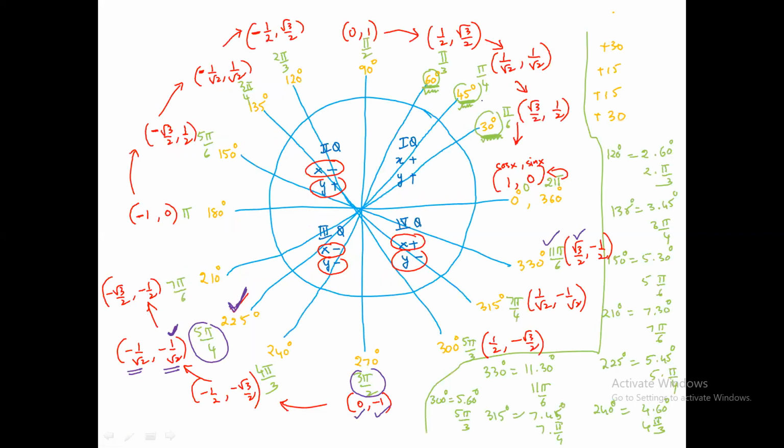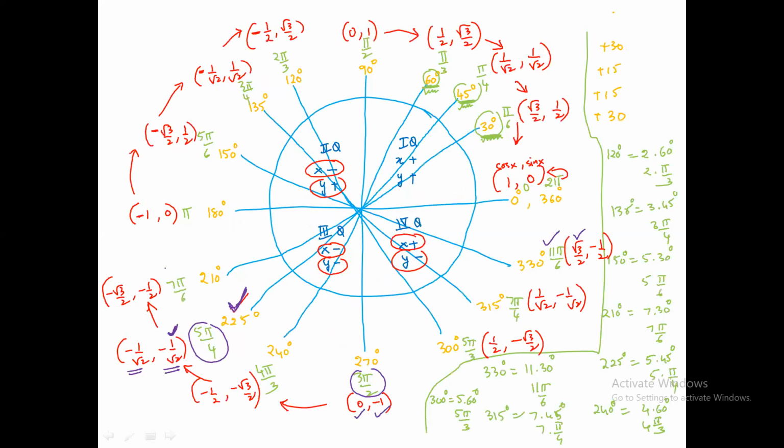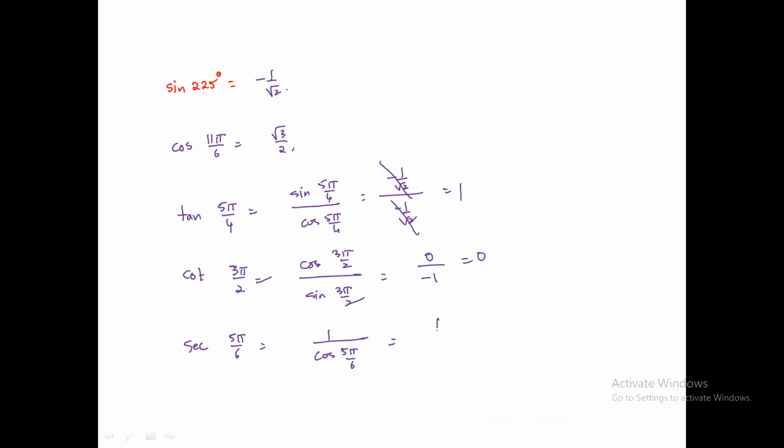Like that, anything. Suppose if I ask you, what is secant 5 pi by 6? I can write 1 by cos 5 pi by 6. That means I will see 5 pi by 6 on the circle. Here is 5 pi by 6. Cos is minus root 3 by 2. So 1 by minus root 3 by 2, that means reciprocal: minus 2 by root 3. This is the value of secant 5 pi by 6.